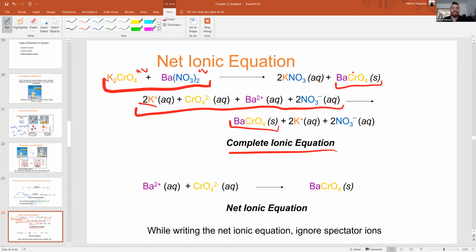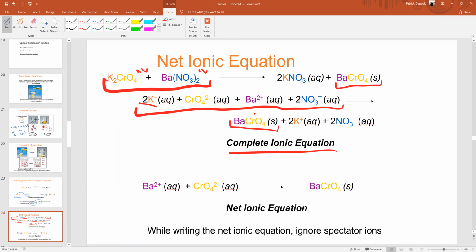The solid is the only thing in the complete ionic equation that is not separated into ionic components, because in the solution it will be a solid. It's not going to be Ba2 plus and CrO4 2 minus. It'll just be by itself. It'll be a solid. So we split up both sides, and the only thing you don't split up is a solid. Does that make sense?